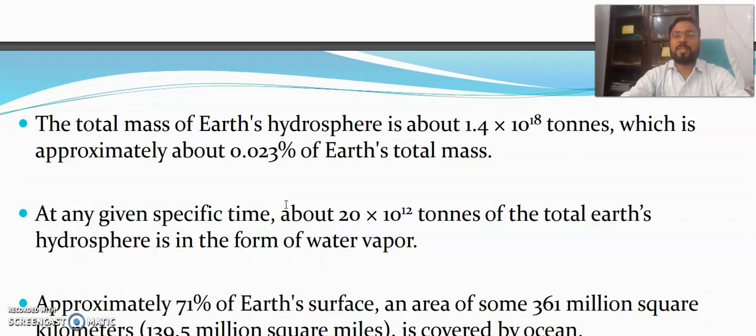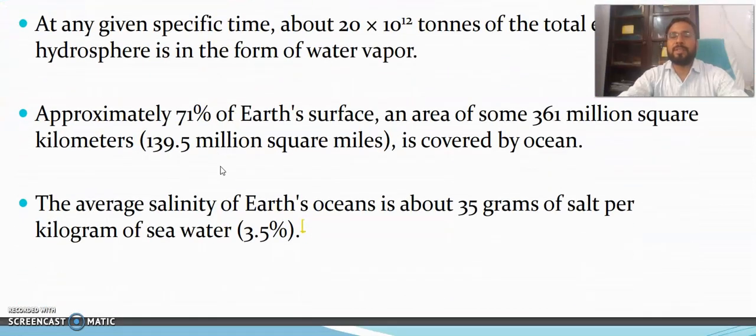At any given specific time, about 20 x 10^12 tons of the total Earth's hydrosphere is in the form of water vapor. Approximately 71% of Earth's surface, an area of some 361 million square kilometers, is covered by ocean. The average salinity of Earth's ocean is about 35 grams of salt per kilogram of seawater.